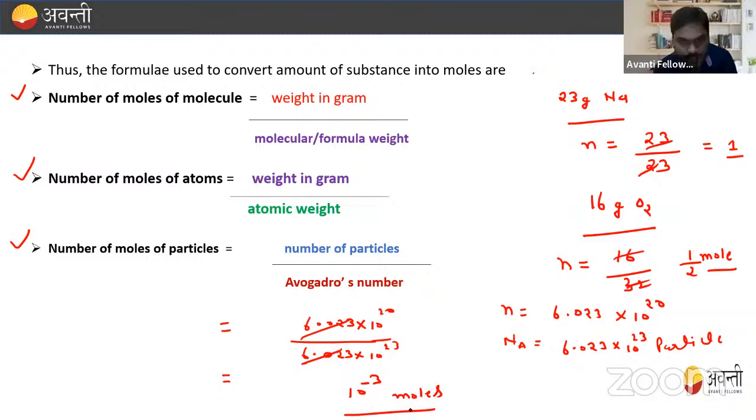So this is how we can calculate moles when different quantities are given, either for molecules, atoms, or particles. We can calculate by using such simple formulas. I hope this is clear to you. Anyone having any kind of doubt, please ask me in the chat box so that I can clarify your doubt. Any doubt related to this? No? Good. So this is all we can use for calculating the number of moles.